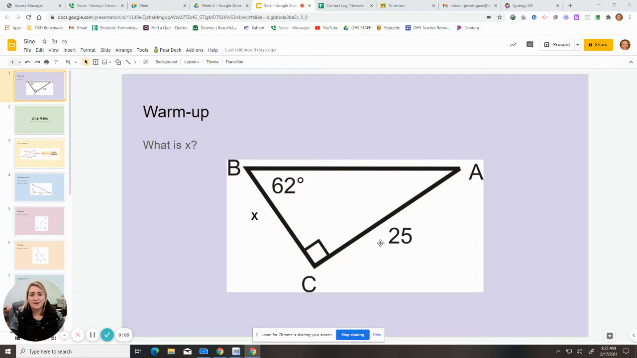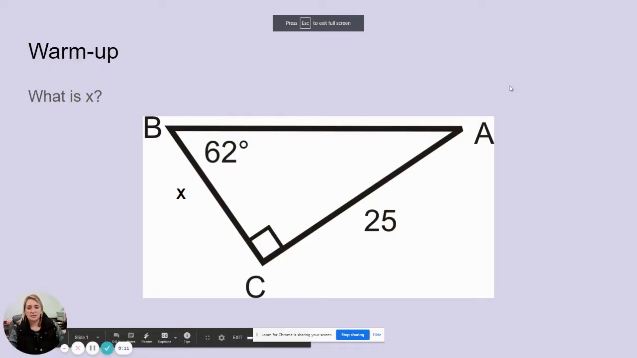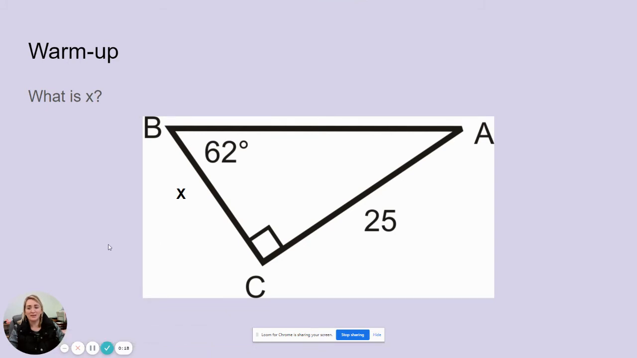Today, we're going to do our next formula, but we're going to start by finding x through using the tangent. So go ahead and use our tangent formula to find what x is, and then we'll be moving on to our next one.